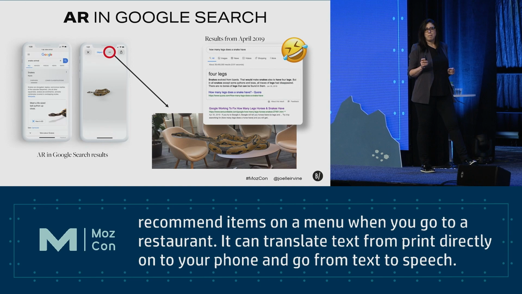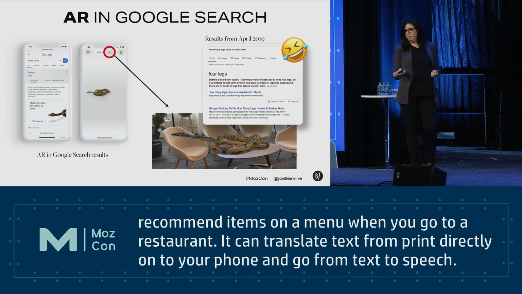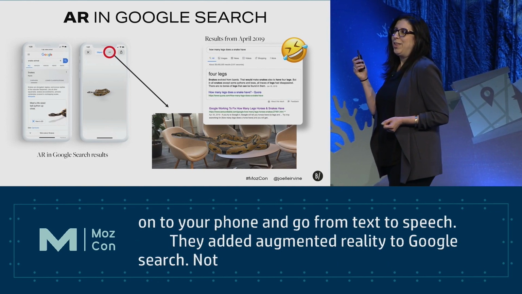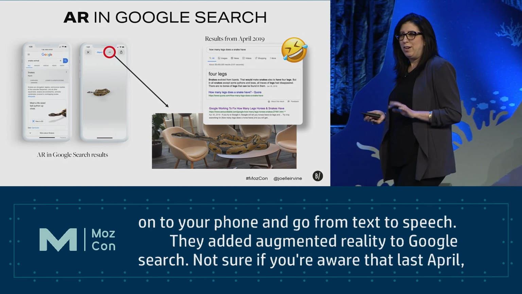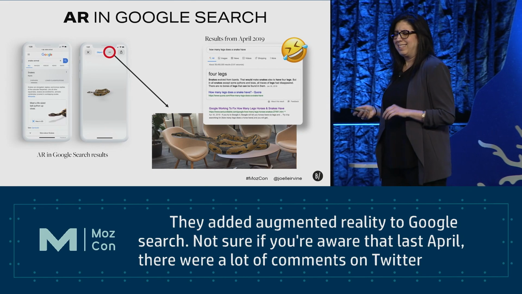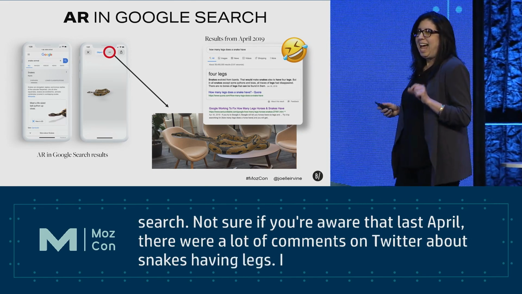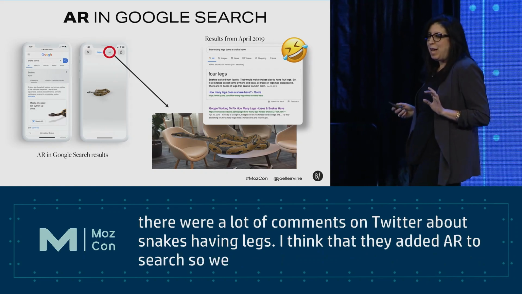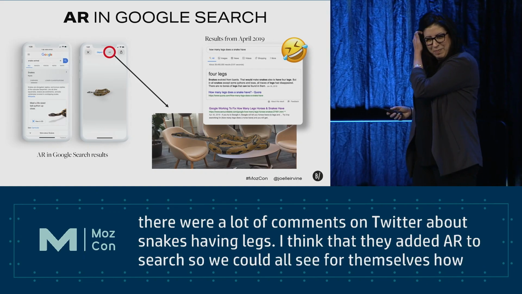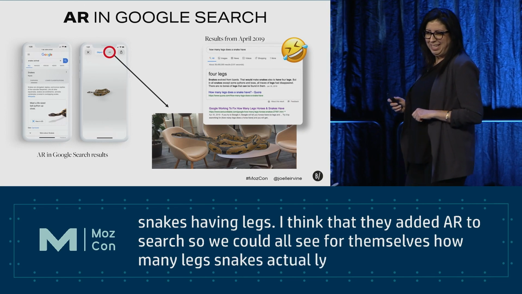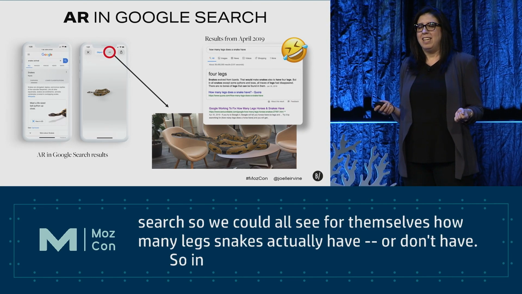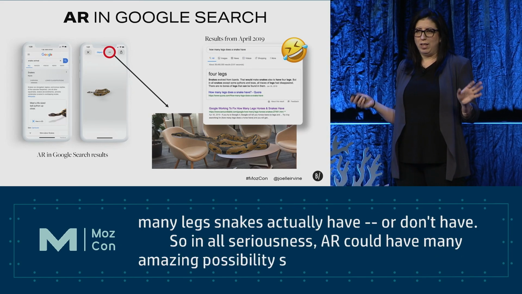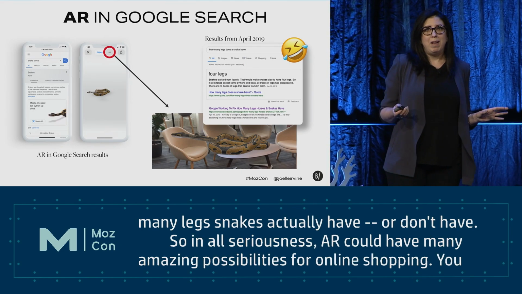They also added augmented reality to Google Search. Not sure if you're aware, but last April, there were a lot of comments on Twitter about snakes having legs. Well, I think that they added AR to search so we could all see for ourselves how many legs snakes actually have or don't have. So in all seriousness, AR could have many amazing possibilities for online shopping. You can imagine the possibilities.